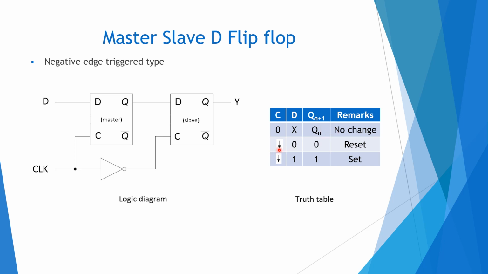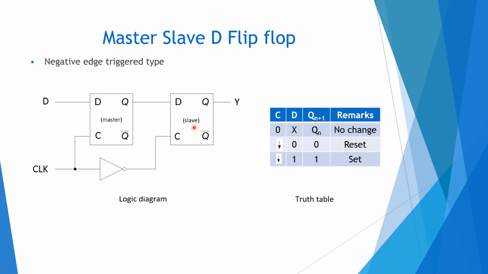And here you can see, when the clock goes from high to low, at that edge, when the D input is 0, the output makes no change. That is a reset mode. And when the clock goes from high to low, again at the negative edge, and when D input is 1, then the output goes to set mode, that is goes to 1.